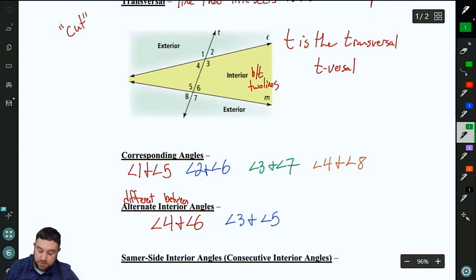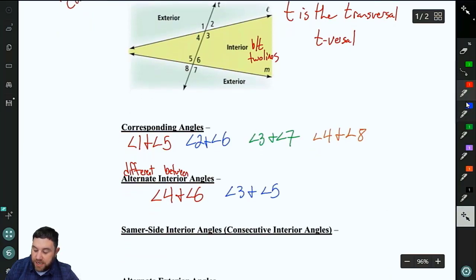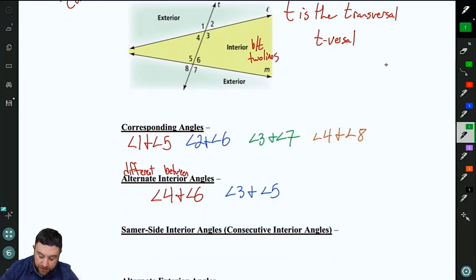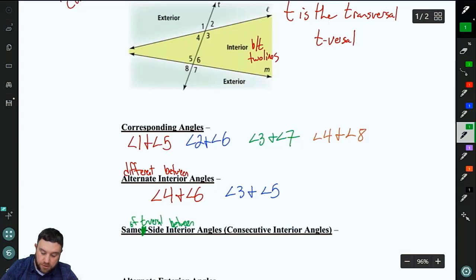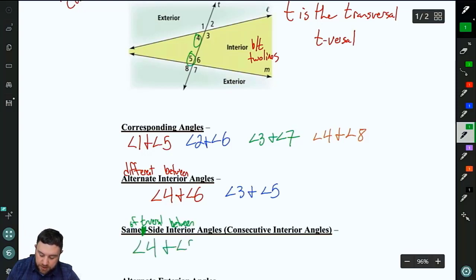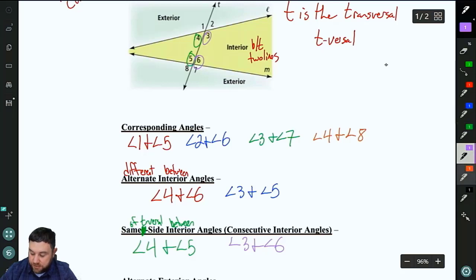Moving on to our third set of angles, same side interior angles. These are sometimes called consecutive interior angles. Interior means they're between the two lines. Same side, not samer side, just same side. They're the same side of the T-versal. So 4 and 5 are same side interior angles, or they are consecutive interior angles. So angles 4 and 5, and then angles 3 and 6 are also same side interior angles.